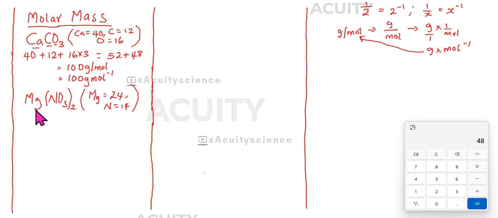So we have just one magnesium here. We're writing 24 here, and then there's NO3. This bracket covers the entire N and O. So it's like you have a magnesium and an NO3 with another NO3. You have two different sets of NO3. This means you have 2 nitrogens and 3 plus 3, 6 oxygens. So you can see that from here.